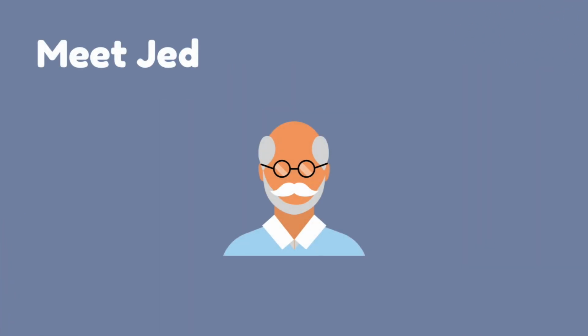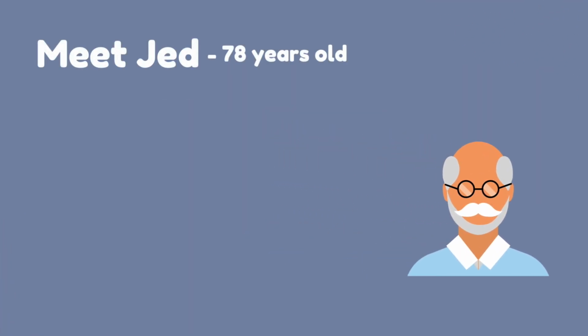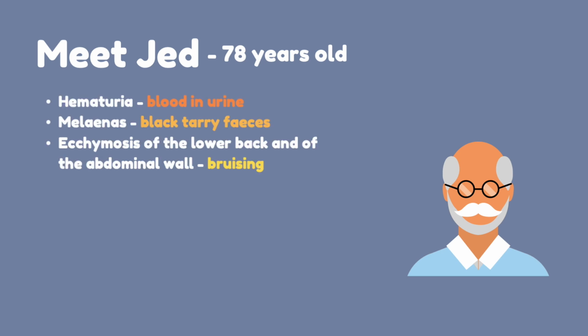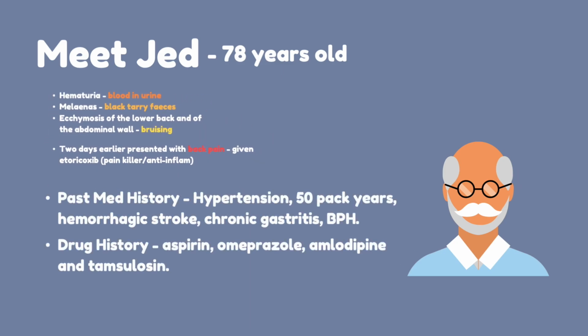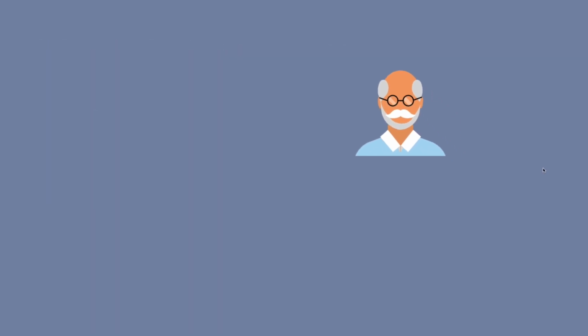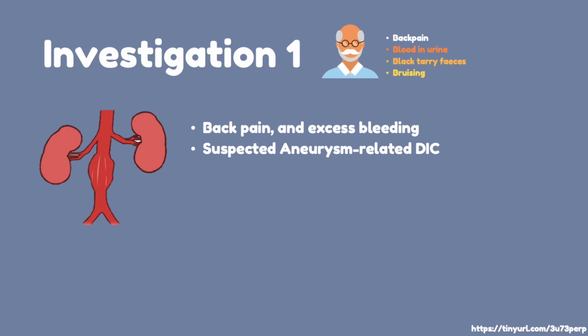Meet Jed, a 78-year-old male presenting to A&E with blood in his urine, black tarry feces, and bruising on his abdomen and lower back. 2 days earlier, he presented with back pain and was given a painkiller. I included his past medical history and drug history just in case you're interested. The back pain and excess bleeding made a haematologist suspect that this may be an aneurysm-related DIC.